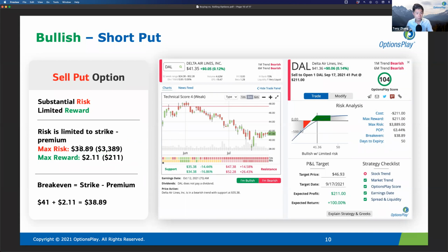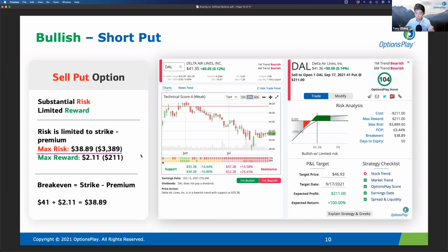Well, first of all, this, in my opinion, is not a fair representation, even though it is 100% true. In order for you to risk $3,389, the stock, Delta Airlines, by September 17th has to go to zero. Even if the stock were to decline to 38 or 35, you can see that the risk is substantially less than the $3,389. So even though technically max risk is true, the stock would have to go to zero in order for that to happen.